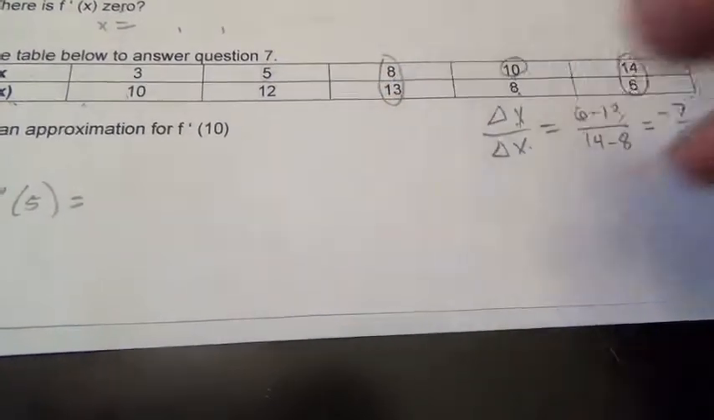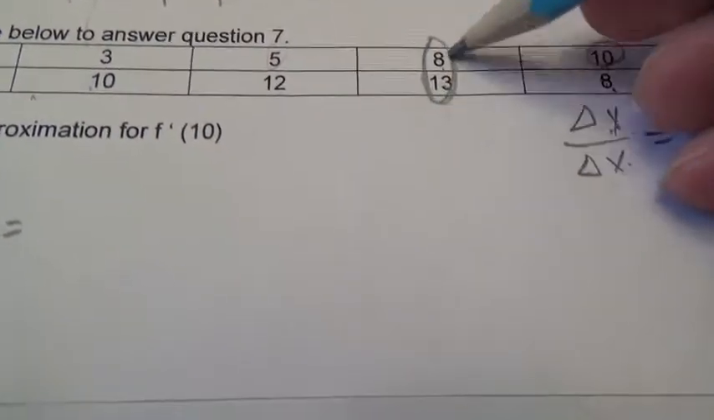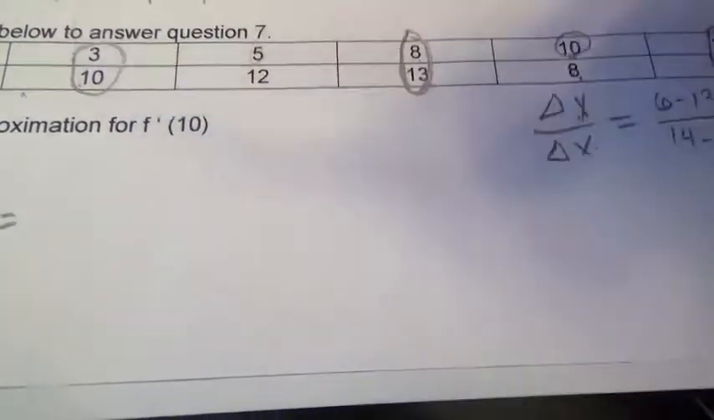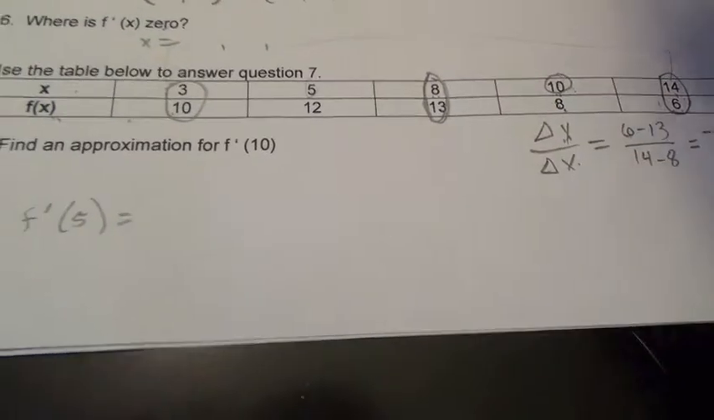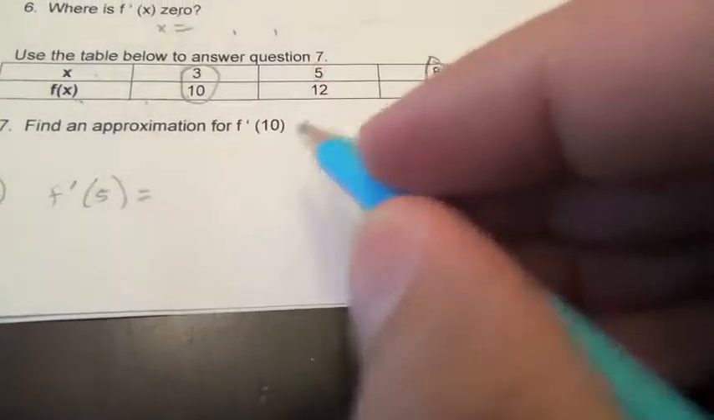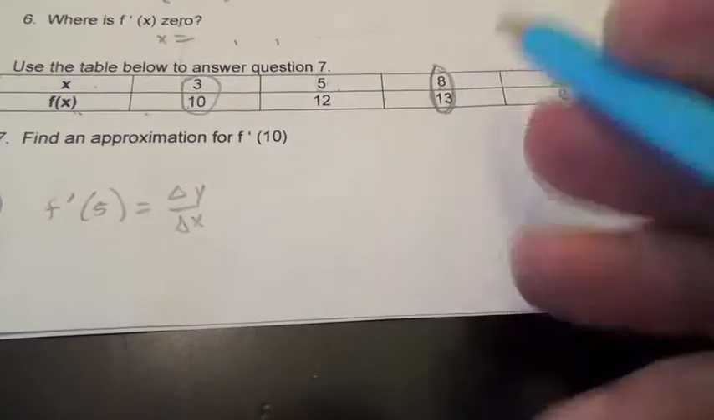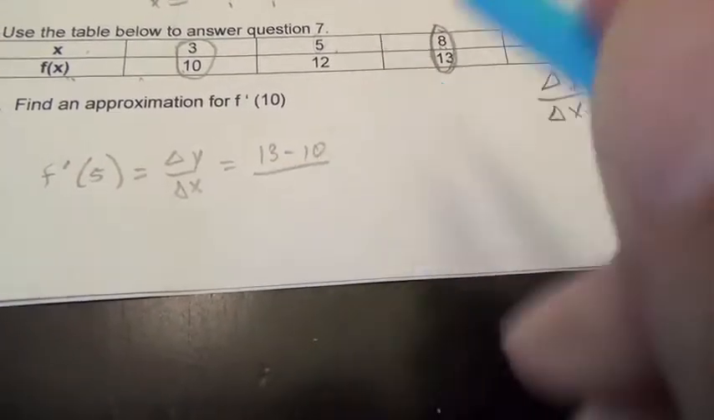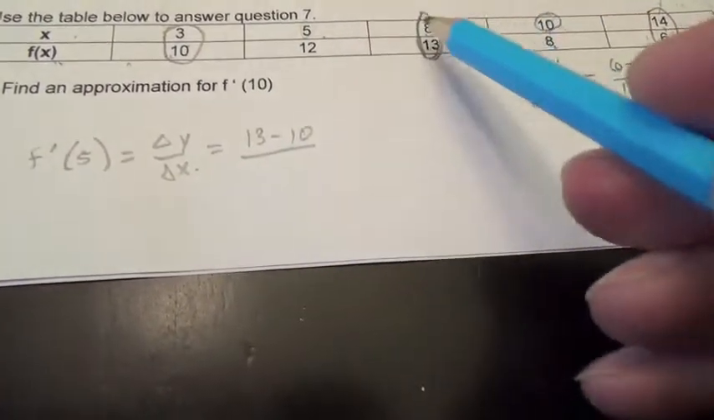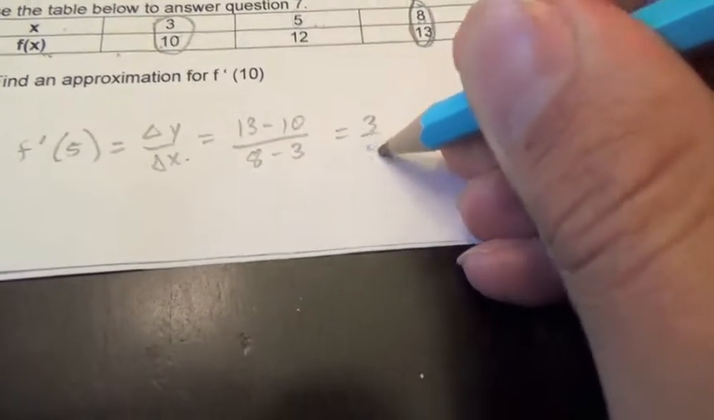So if this is the point we want, the values you're going to actually use for your slope would be this point and this point. All right. So these are going to be the two that we use for the approximation. So again, you're going to do the change in y over your change in x around that point that we're trying to find, x equals 5. So in this case, your change in y would be 13 minus 10. At these 2 points, your change in x would be 8 minus 3. All right, so that would give you 3/5.